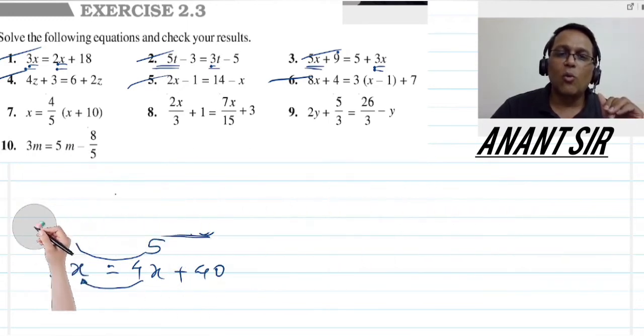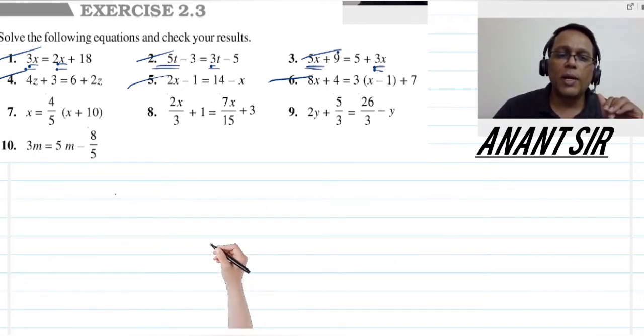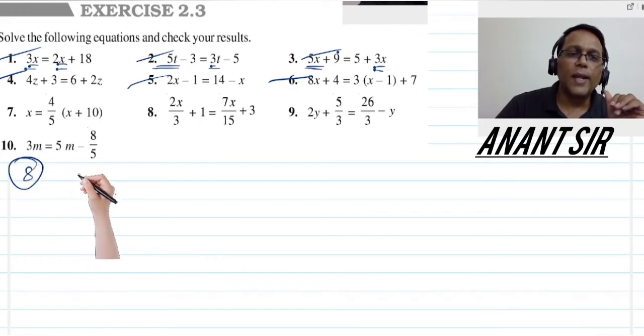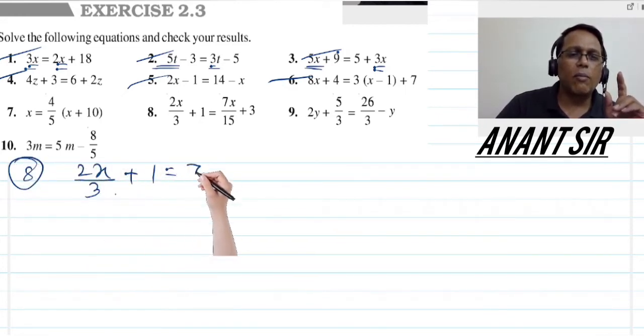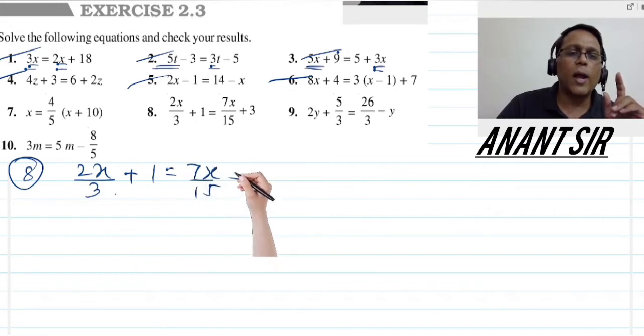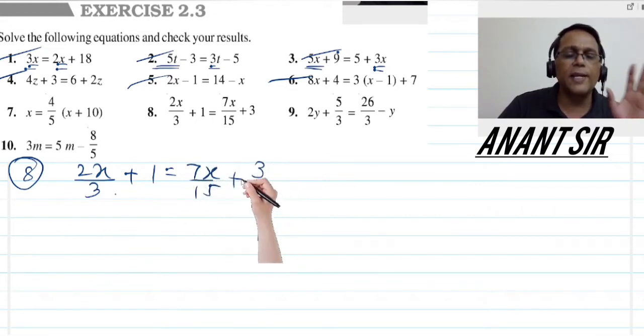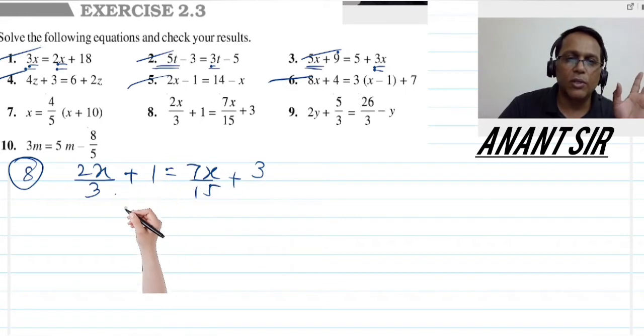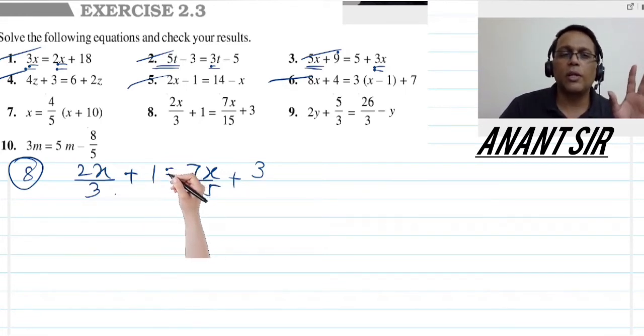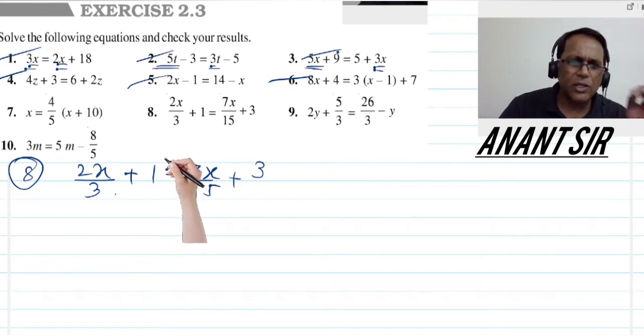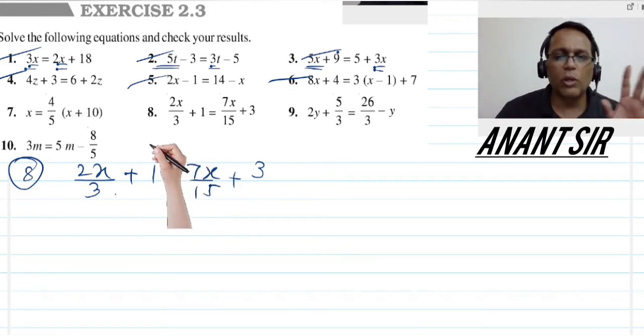So now we move on to question number 8, students. See, for these kind of examples where you have a denominator, many students make mistakes. So I am going to tell you a very easy method for this kind of examples. Because there is a denominator, you cross multiply, and some students make a mistake in some step, and then we don't get any marks.